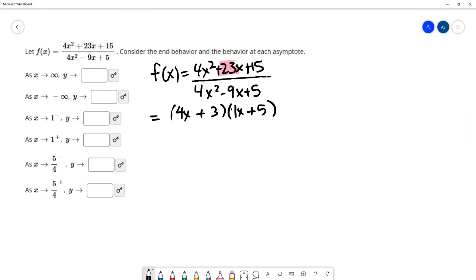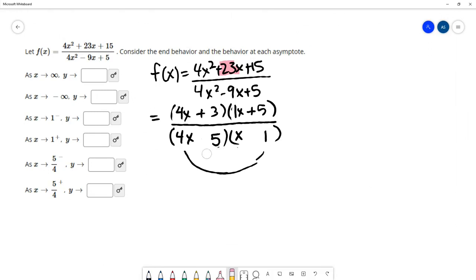Okay, then for the denominator, try to factor that. And let's try 4x and x. And then we'll try 5 and 1, 5 and 1. So the middle would be 5x and 4x would give me 9. And we need the middle term to be negative. So let's make both of these negative. So that denominator factors to be 4x minus 5 times x minus 1.